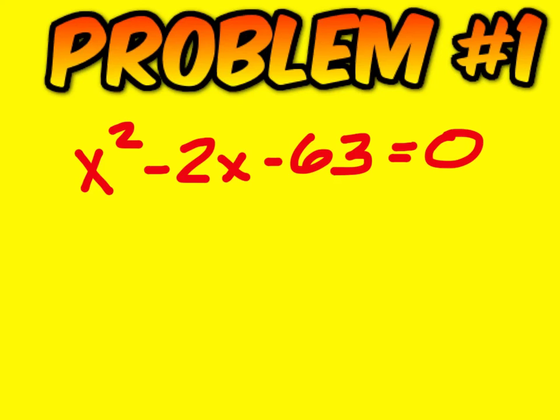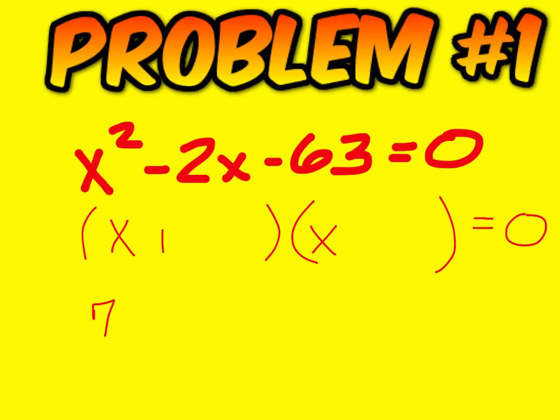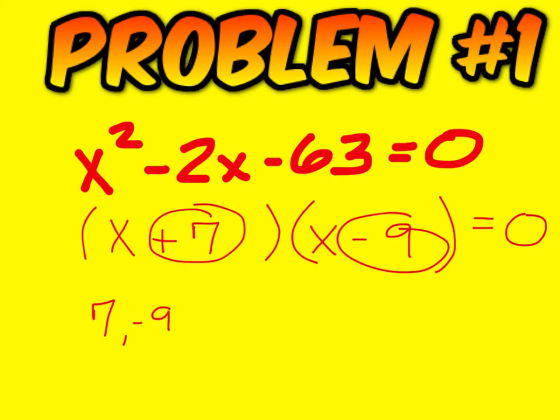This one is a factorable quadratic equation. So what you're looking for are two numbers that multiply to get negative 63 and add to get negative 2. Two numbers that multiply to get negative 63 and add to get negative 2 are positive 7 and negative 9. But to get the answer, you must reverse these. So it should be negative 7, 9.